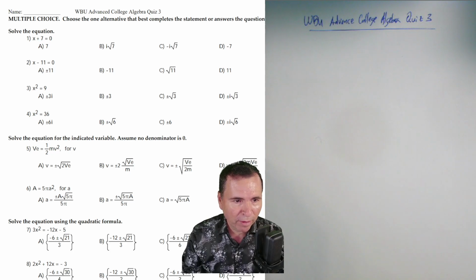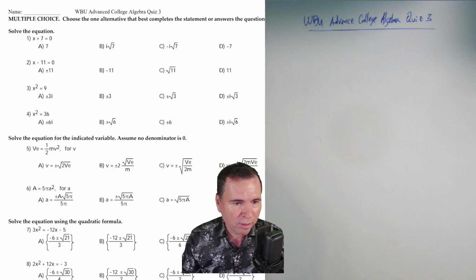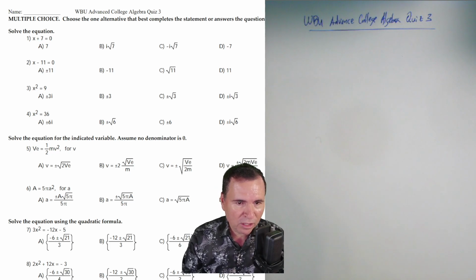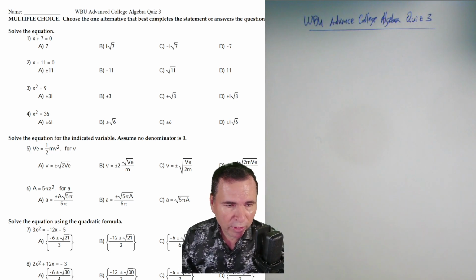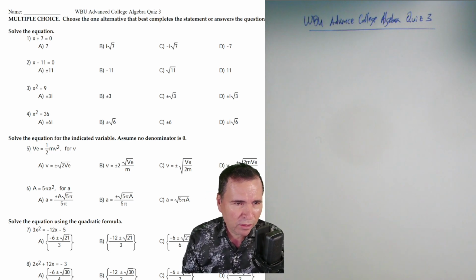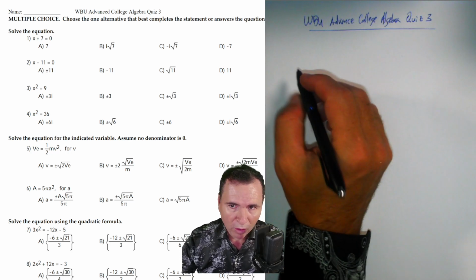This is Wayland Baptist University Advanced College Algebra Quiz 3. We're going to continue with some of the concepts that we did last week, but now we're also starting quadratic equations. So, without further ado, let's take a look at the quiz. Remember, I do the odds, you get to do the evens. Make sure that you follow along very closely.